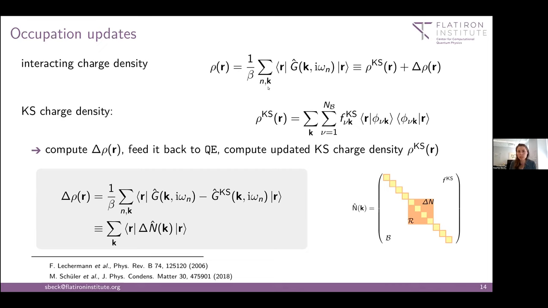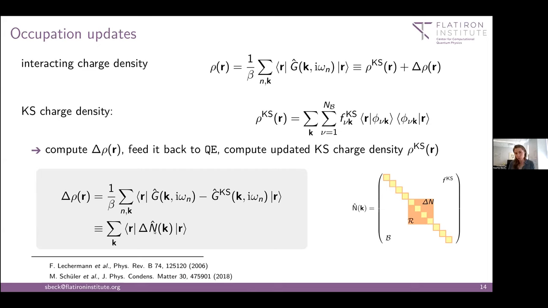So we take the interacting charge density, which is the integral over the lattice Green's function. And we can separate this into two contributions, one which is the Kohn-Sham charge density, and then a correction, where the Kohn-Sham charge density has just the usual form. So the idea is that we compute this delta rho, and we feed it back to Quantum ESPRESSO, and then we can compute an updated Kohn-Sham charge density and iterate the whole loop. And how to compute this? We just take the difference between the interacting lattice Green's function and the Kohn-Sham non-interacting one. And we take the sum over Matsubara frequencies, which gives us a density, and then we have these occupation updates.